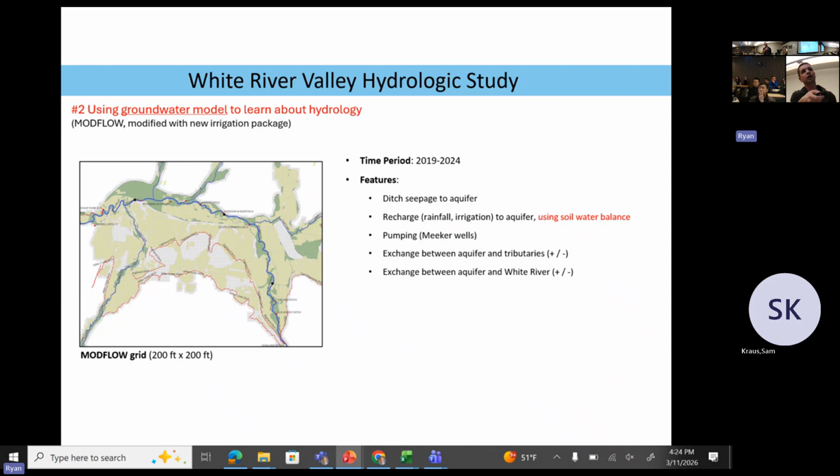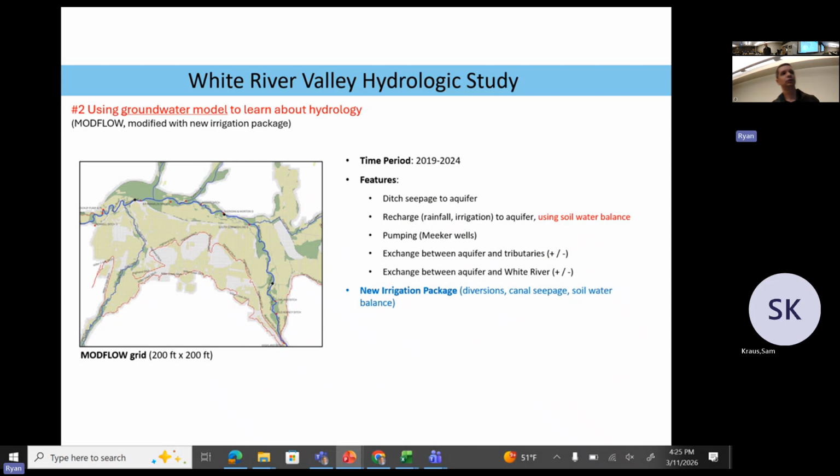And then we have recharge from rainfall and irrigation for each of these fields. And we use a soil water balance method to track deep percolation and recharge to each of our grid cells. There's some pumping. Meeker uses pumping for drinking water, so we include that in the model. And then we want to simulate the exchange between the aquifer and tributaries, and between the aquifer and the White River. For all the grid cells that intersect the river, we can calculate those exchange rates.